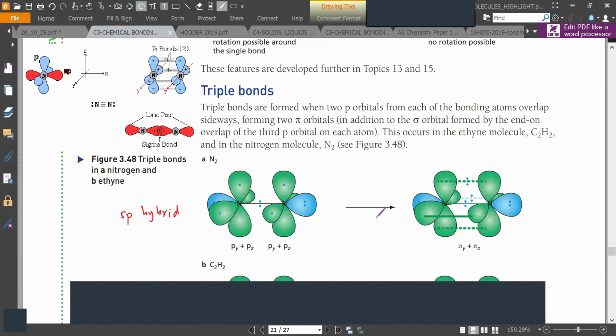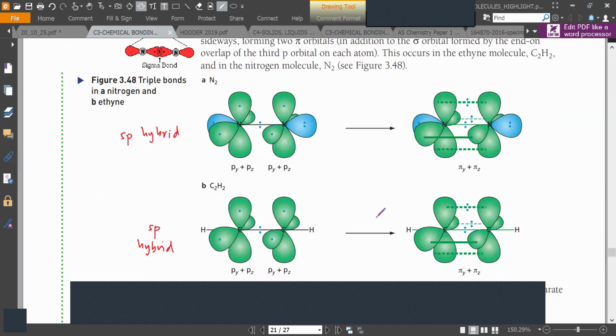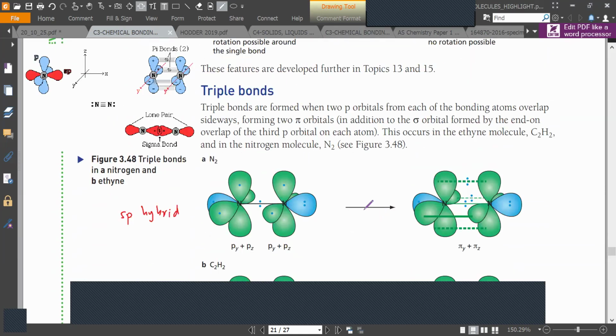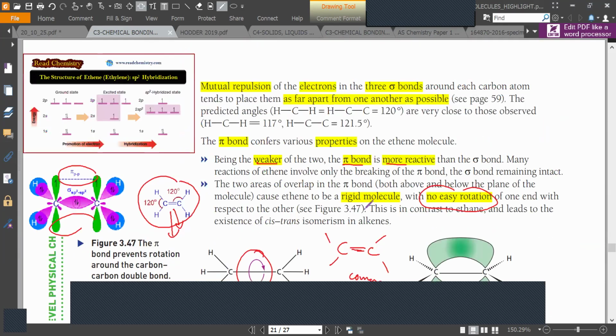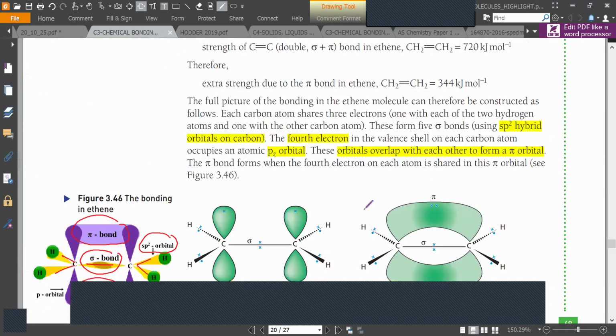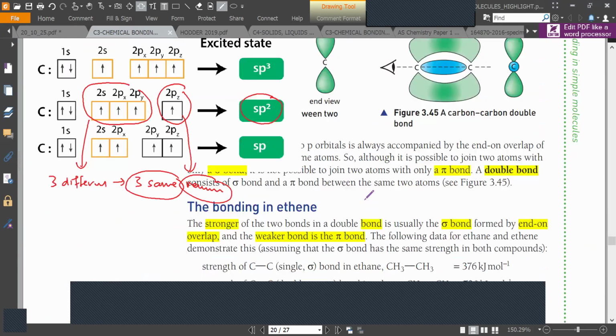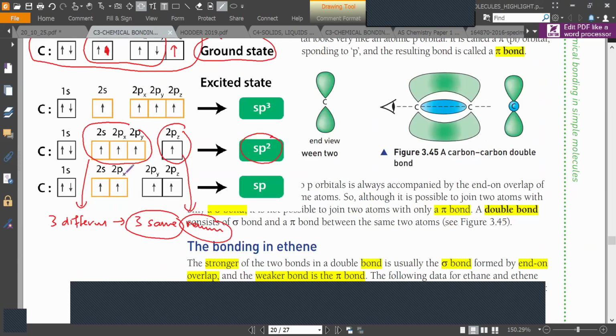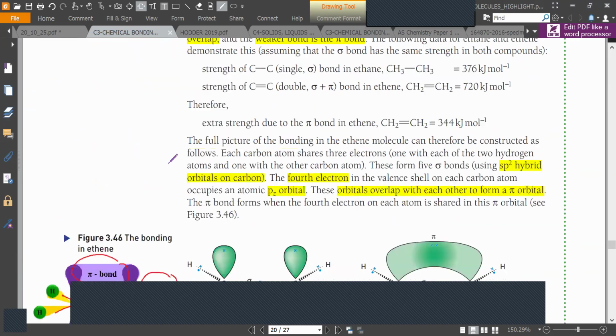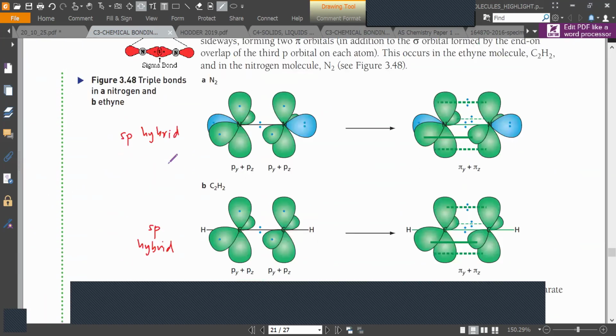How about when we have a triple bond? When we have a triple bond, we are doing sp hybridization. What does that mean? For the triple bond, we have these four orbitals, and we only take two for the hybridization. We have two unhybridized orbitals, and these two unhybridized ones are the ones that overlap.